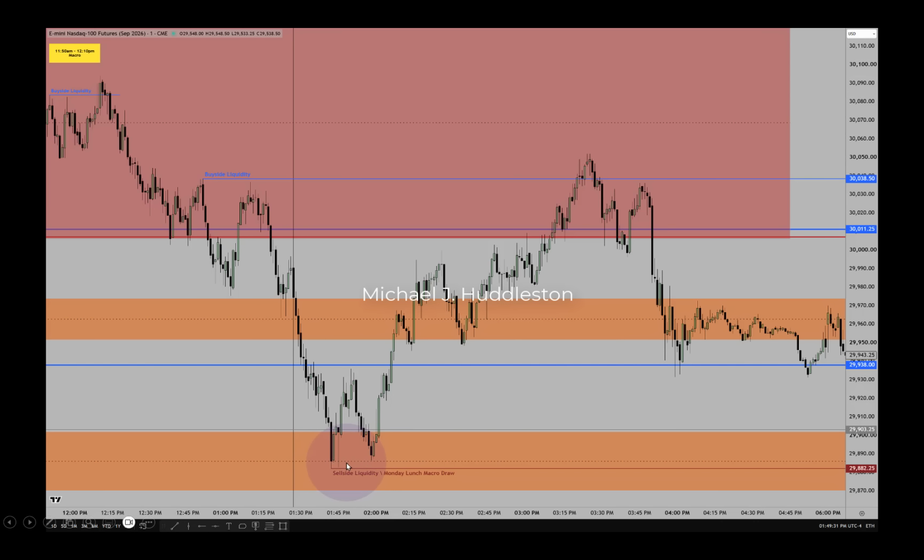And it still is based on the Monday lunch macro draw. So it's based on an old pool of liquidity that framed new relative equal lows. So that's going to be very suspect. It's going to be more likely that the algorithm will draw down into that. So the market just goes sideways in here.